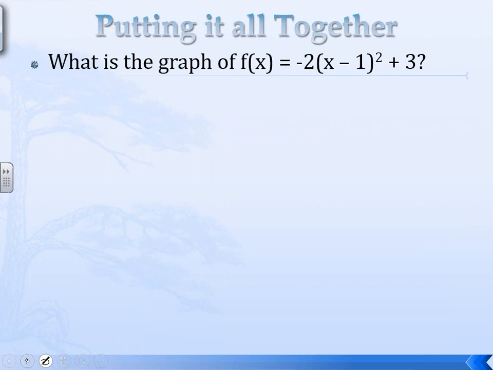Alright, so let's look at putting all of it together. Now we're going to look at stretches, compressions, horizontal translations, vertical translations, and there's a negative in there which will reflect the parabola. So we're going to continue to go through the same 4 steps in the previous 3 slides.